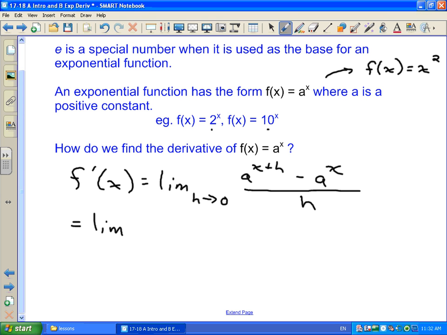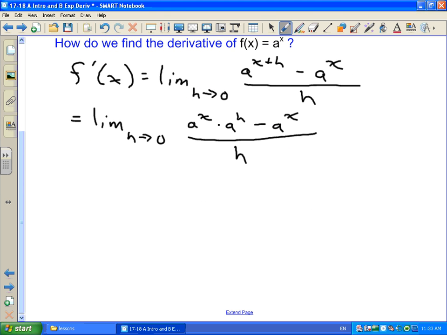So what can we do with this expression? We're still taking the limit as h goes to 0. We can take the first term in our numerator and break it apart into two powers: a^x times a^h, just using our exponent rules. That's still minus a^x, and this is still all divided by h. Now in our numerator, we've got a term a^x common to our two terms, so we can factor that out: a^x times (a^h minus 1), all divided by h.